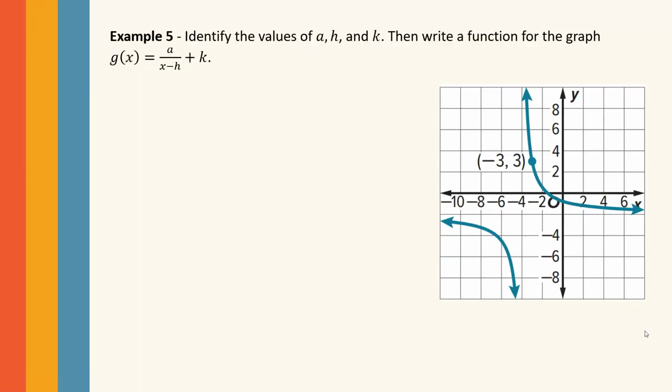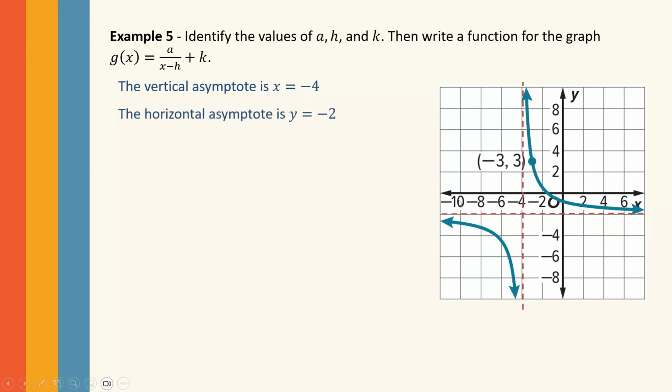Okay, and then in example 5, we are given the graph and we have to write the equation. So let's take a look at where it appears to have a vertical asymptote. That would be at x equals -4. We see it never crossing that line here. And then our horizontal asymptote appears to be at -2. So x equals -4 is our vertical asymptote, and y equals -2 is our horizontal asymptote. So that's telling us the values of h and k.